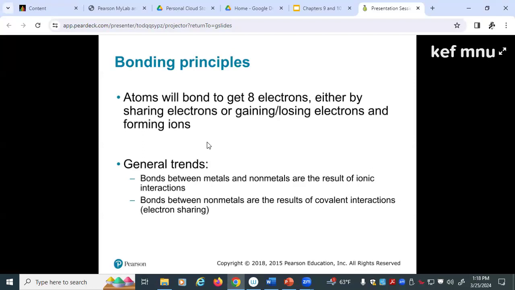The only time we really see covalent bonding, electron sharing, is when non-metals are coming together. And the reason it works primarily is that with non-metals, we already see that they have a number of valence electrons. Sharing comes from pairing up the unpaired electrons that they already have.